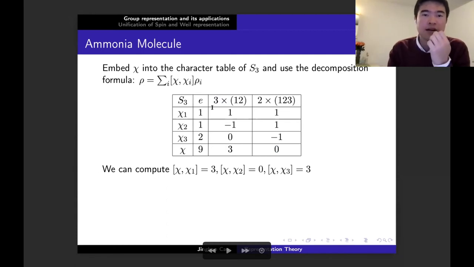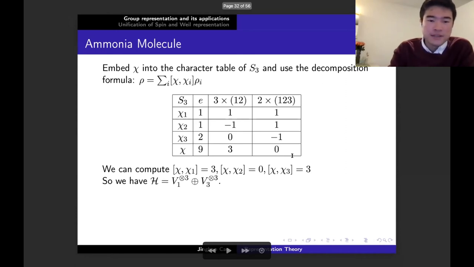And then we have to divide it. Oh, I forgot to write here. We have to divide it by the cardinality of the group. So it's going to be 18 divided by 6. And then we have 3. And then if we do the scalar product with the second one, we have 9 minus 9 plus 0. So we get 0. So we don't have that sub-representation. And then we do it with the third one. It's going to be 18 plus 0 plus 0 divided by 6, which is going to give us 3 as well.